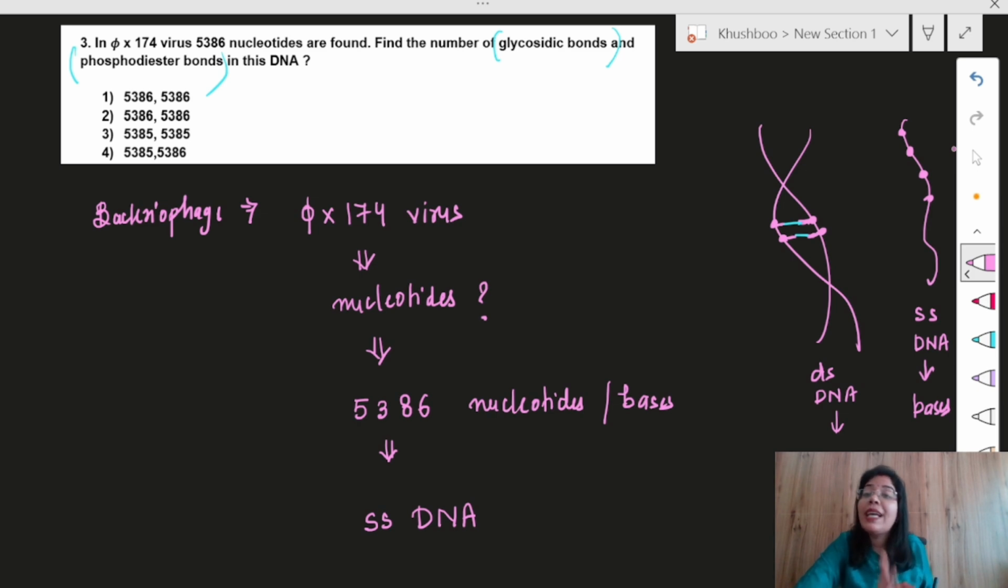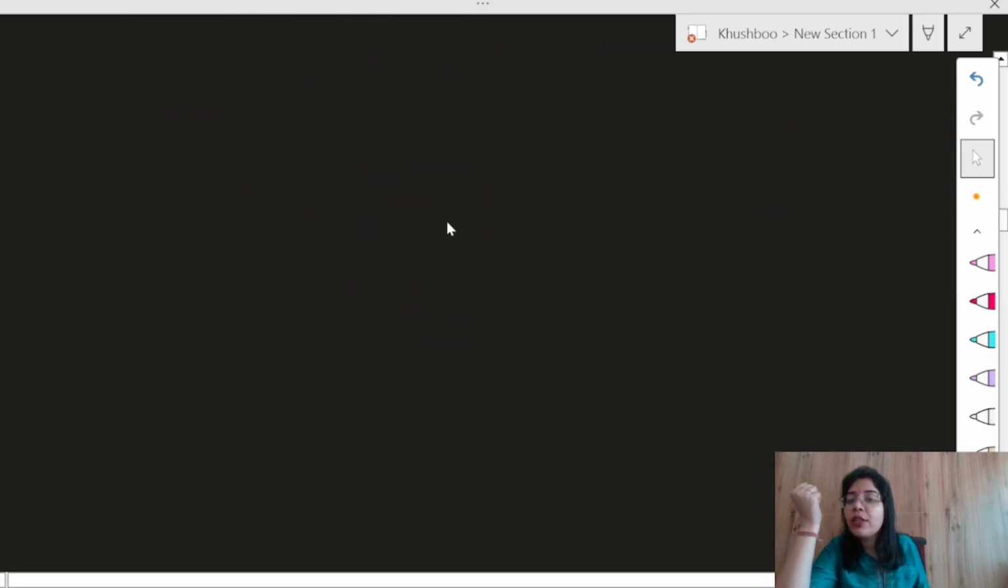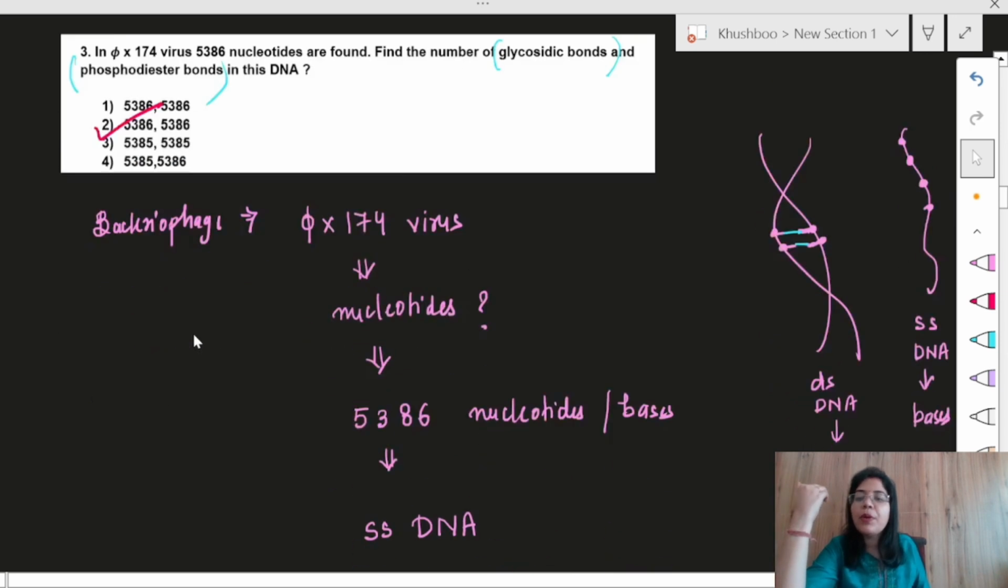Phosphodiester bonds, as I told you in the previous question, are also the same number, right? 5386. So this will be the answer, option number 2. Easy question or not? Can you choose any other option here? No, right? The others will be jumbled words.